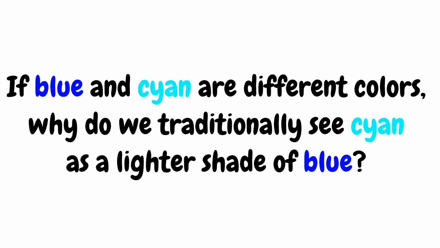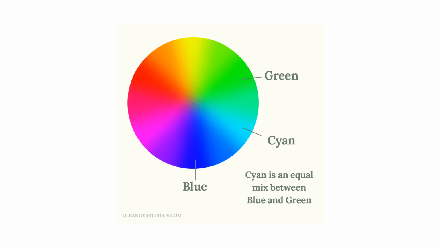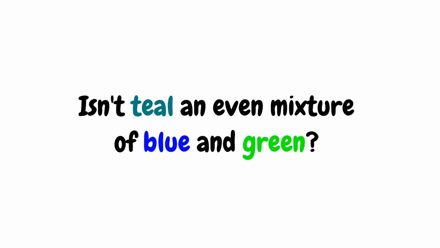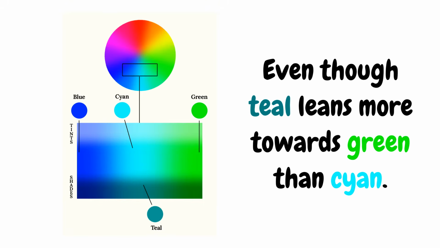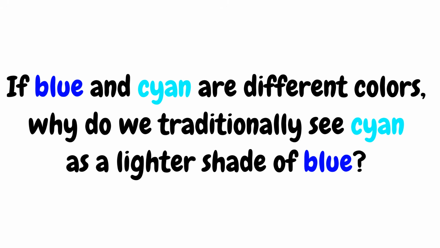Why do we traditionally see cyan as a lighter shade of blue? Because if you look at the color wheel, you can see that cyan is an even mixture of blue and green. And before I continue, I could hear some of you saying, isn't teal an even mixture of blue and green? Well, as it turns out, teal is actually a darker shade of cyan. I know, pretty mind-blowing, right? And this can pretty much go back to my original question on why cyan is generally considered to be a shade of blue rather than its own color.